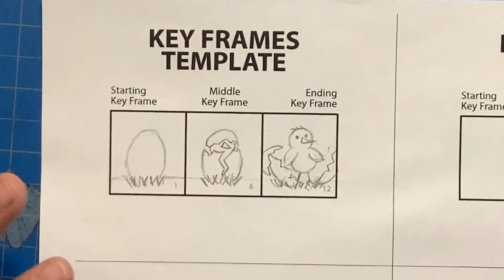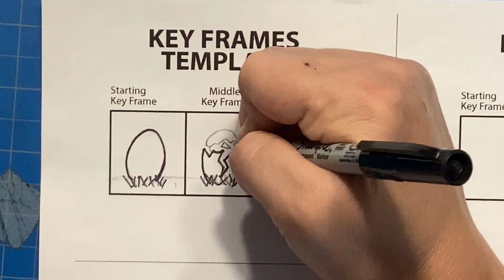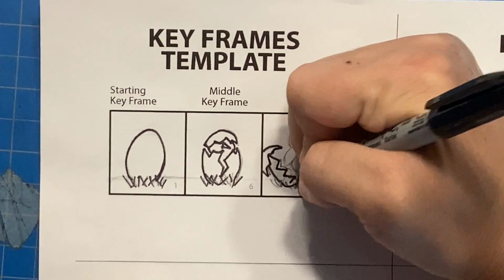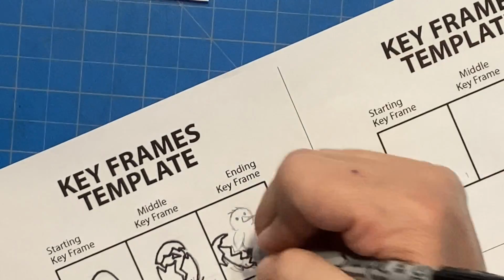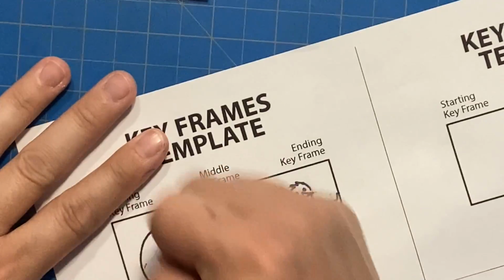Once I was happy with my drawings, then I took a thin Sharpie and I went ahead and retraced all of my lines so that they were very easy to see. I also went back and erased any pencil lines that were still remaining so they didn't confuse me when I went to trace this on my final form.